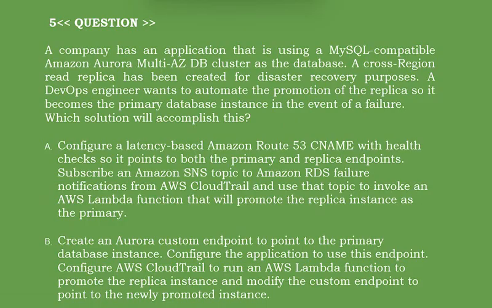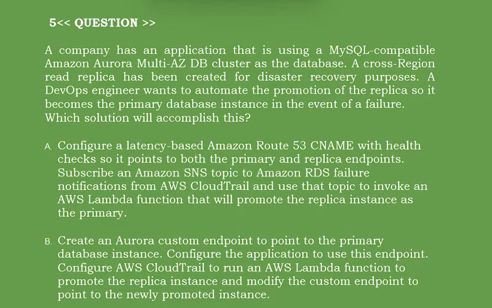Question is a company has an application that is using a MySQL compatible Amazon Aurora multi-AZ DB cluster as the database. A cross-region read replica has been created for disaster recovery purposes. A DevOps engineer wants to automate the promotion of the replica so it becomes the primary database instance in the event of a failure. Which solution will accomplish this?